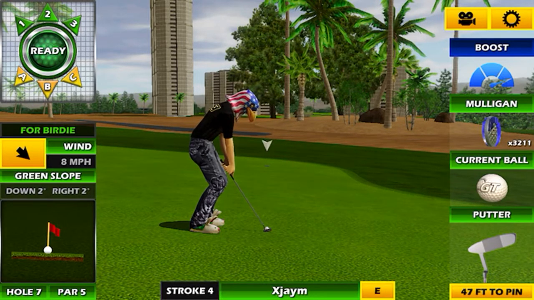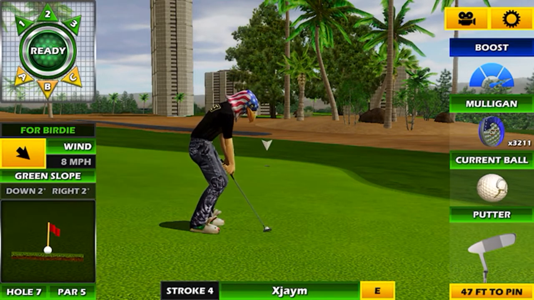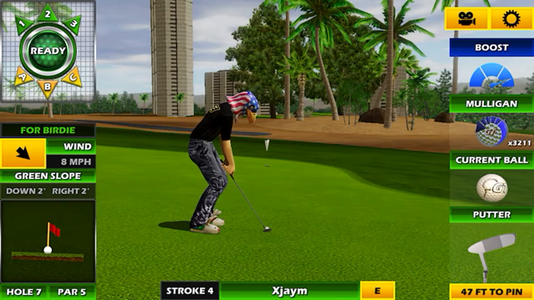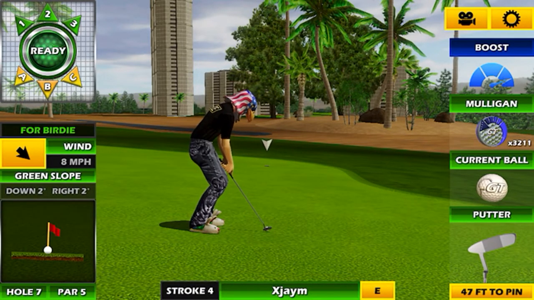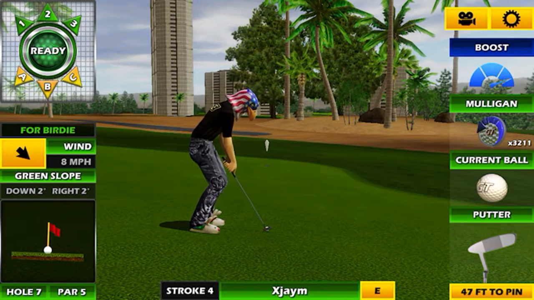We're 47 feet away. We're going to take that and divide it by 12. 47 divided by 12 is roughly 4. We take 4 and multiply it by our right 2 and get 8. So we're going to go 8 clicks in the opposite direction.